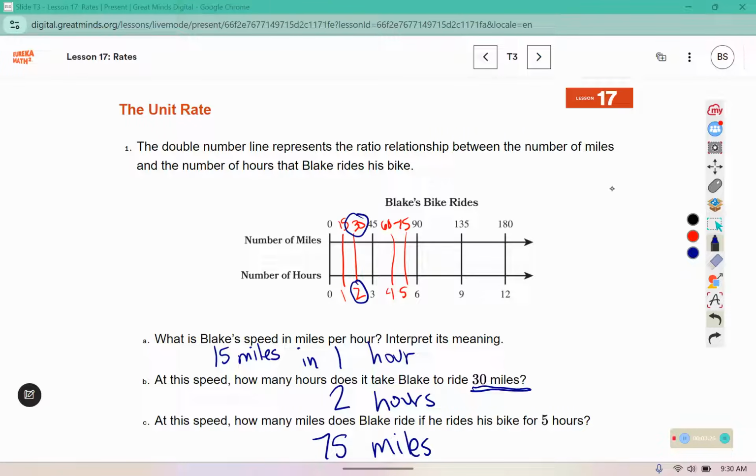We also know that he travels 15 miles in 1 hour, so we could multiply by 5 to figure out how far he goes in 5 hours. 5 times 5 is 25. 5 times 1 is 5, plus 2 more gives us 75. So there's a different strategy to get the same answer.